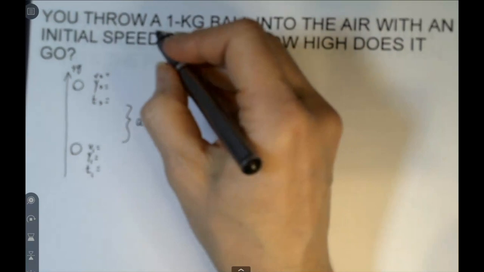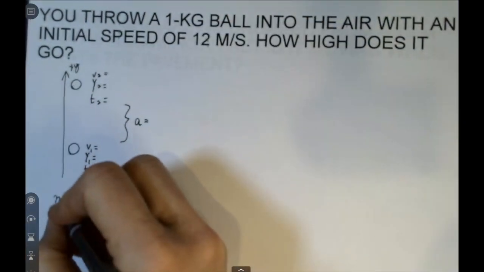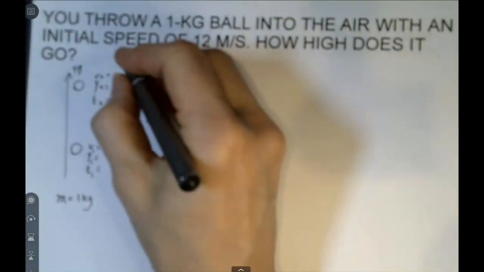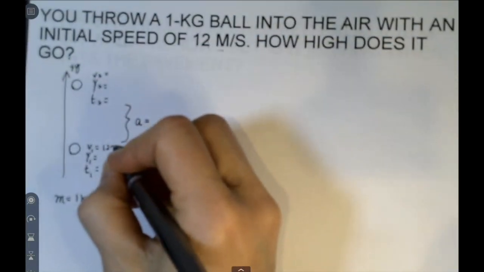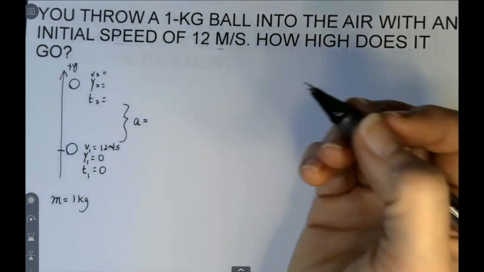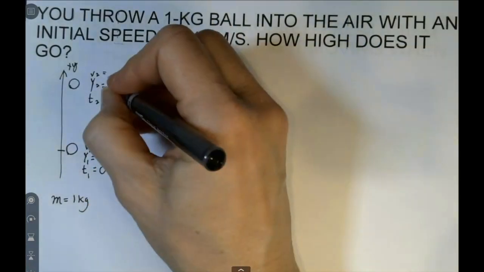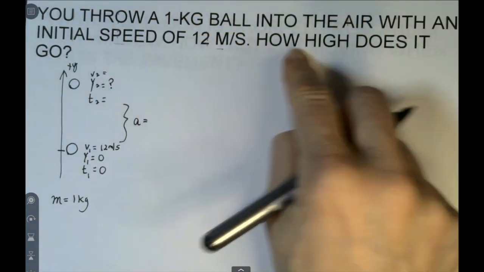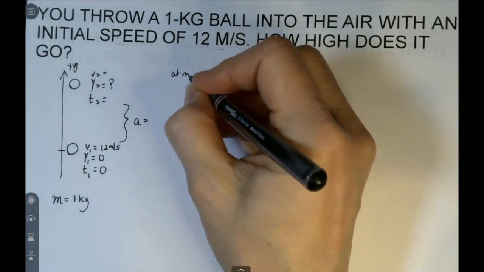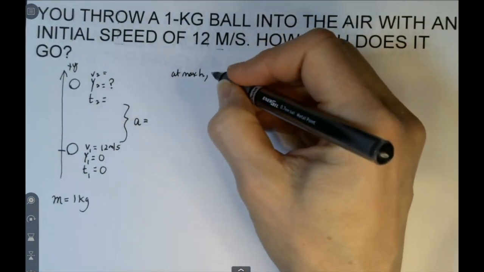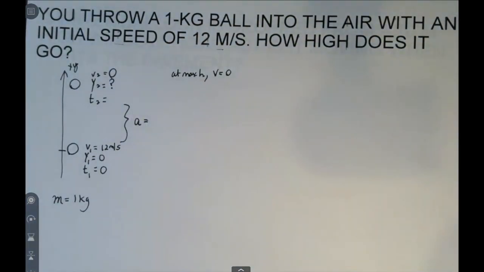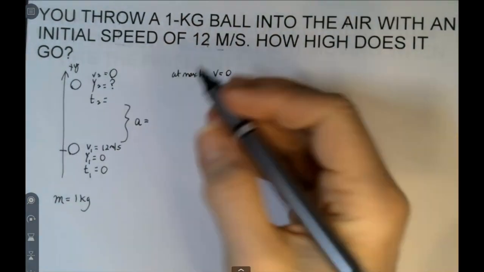So what do I know? Well, it tells me a 1 kilogram ball. That means the mass is 1 kilogram, so I'm just going to note that down. It has an initial speed of 12, so that goes here. We start at time 0. I'm going to call this 0 on my y-axis. We're looking for how high it goes. So that's this. And what's implied in here is its maximum height. At maximum height, for an object in free fall, the velocity is 0. So even though it's not overtly stated, we know that this is true.